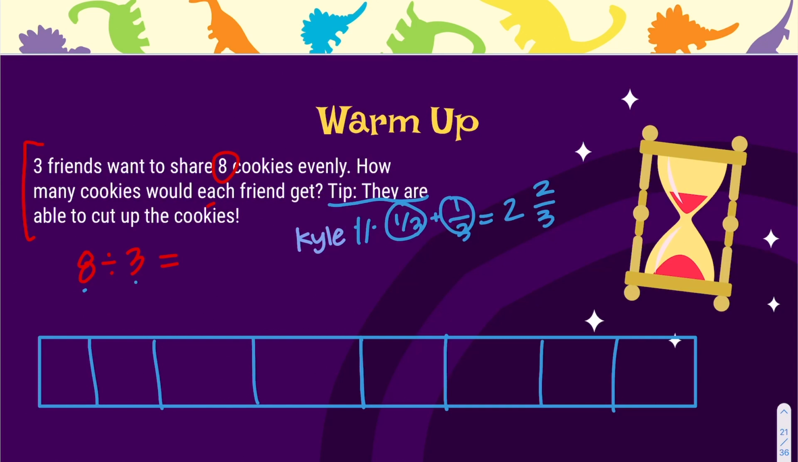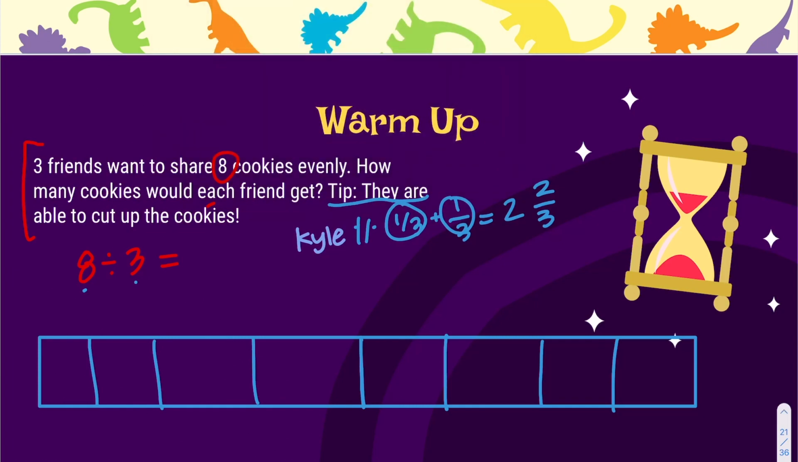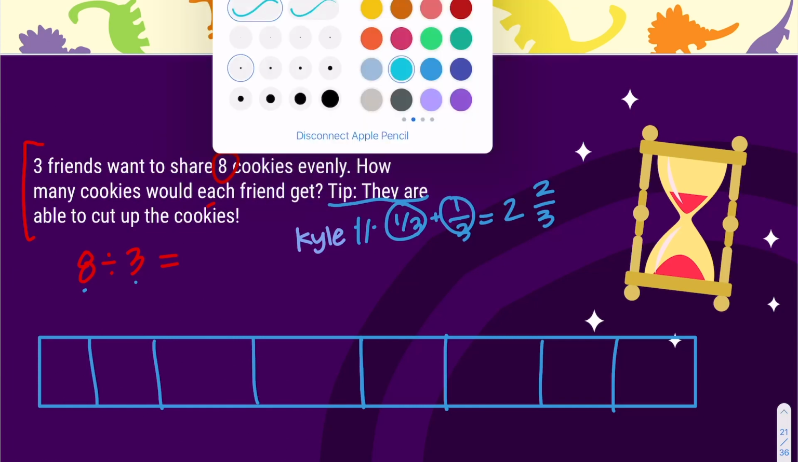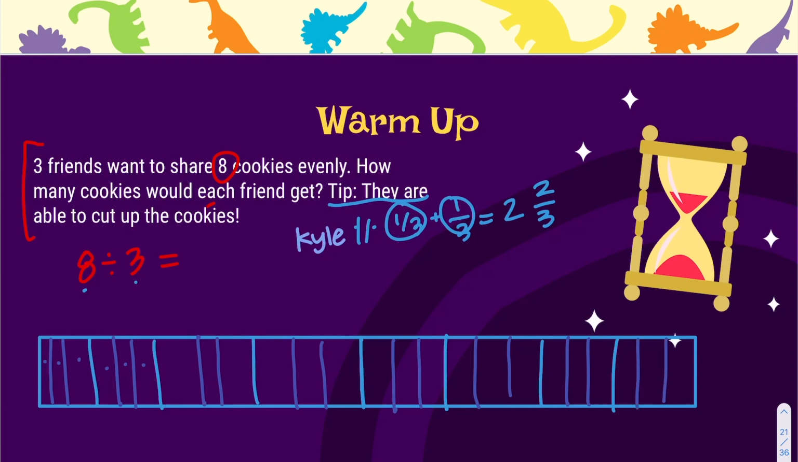The other way that you can do this is if you cut each of the eighths. Sorry, not each of the eighths. We're going to cut up each cookie into 3 parts. So this is what we're going to do. We're going to go ahead and split each one up into thirds. So notice here it's 1, 2, 3, 1, 2, 3. So that's what I'm doing. So now I have a ton of thirds.